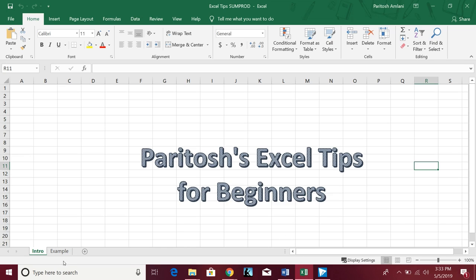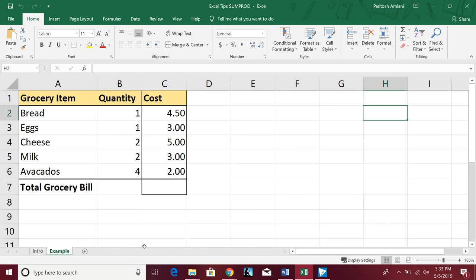Okay, so here we go. Here's my infamous grocery list. I have bread, eggs, cheese, milk, and avocados. I'm going to buy one bread, and that's going to cost me $4.50. I've got one unit of eggs, so one pack of eggs, I guess, and that's going to cost me $3. I've got 2 cheeses, each costing $5. I'm going to buy 2 cartons of milk, each costing $3. And I'm going to buy 4 avocados, not in season, so kind of expensive, $2 each.